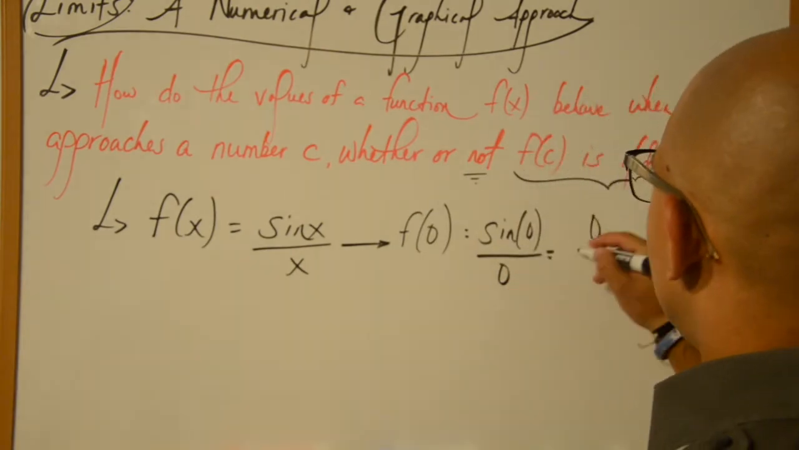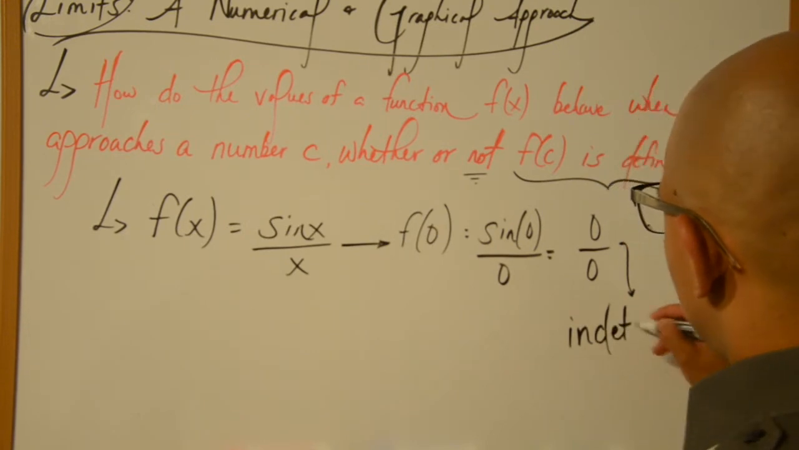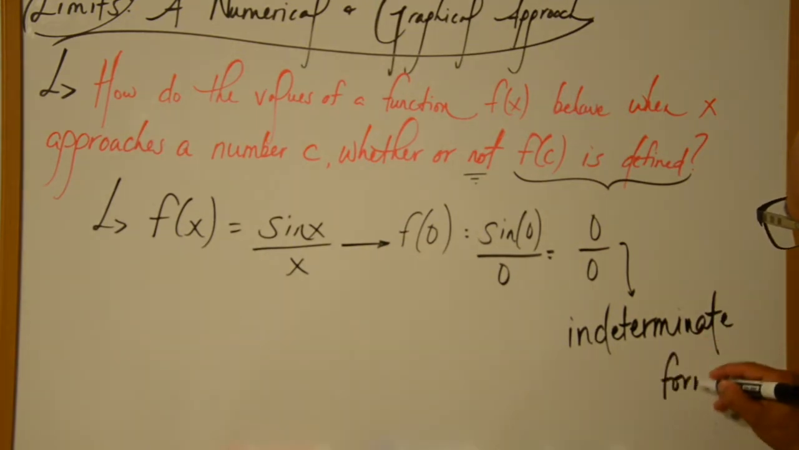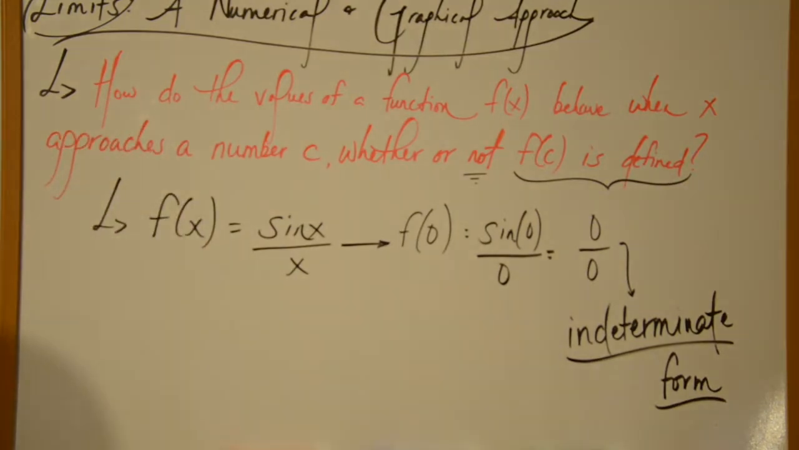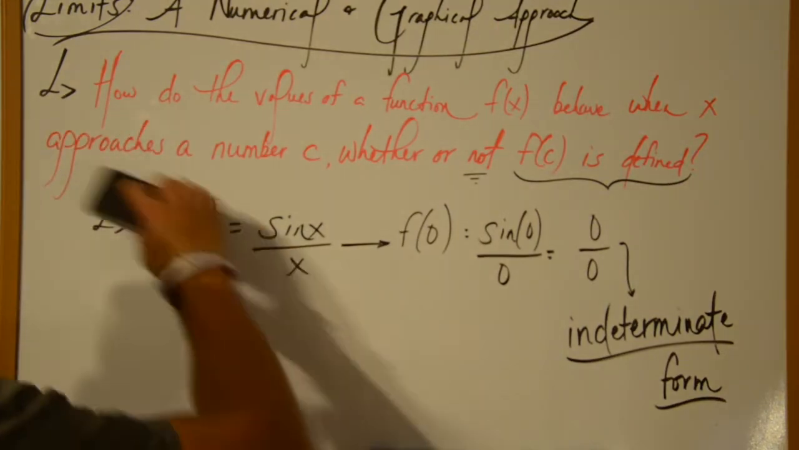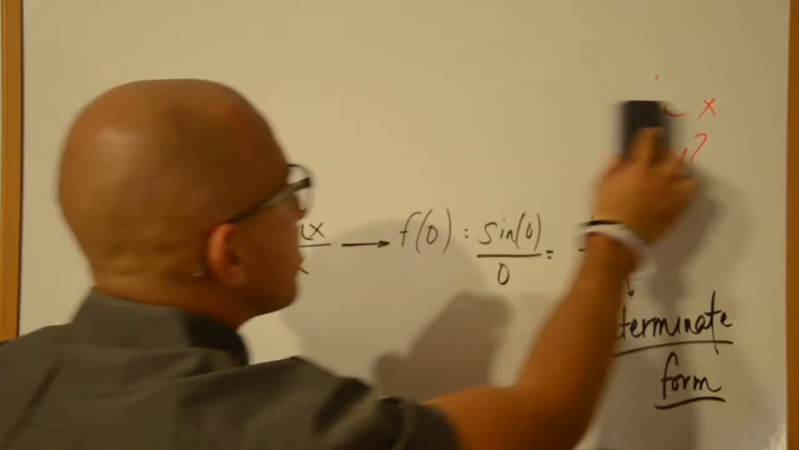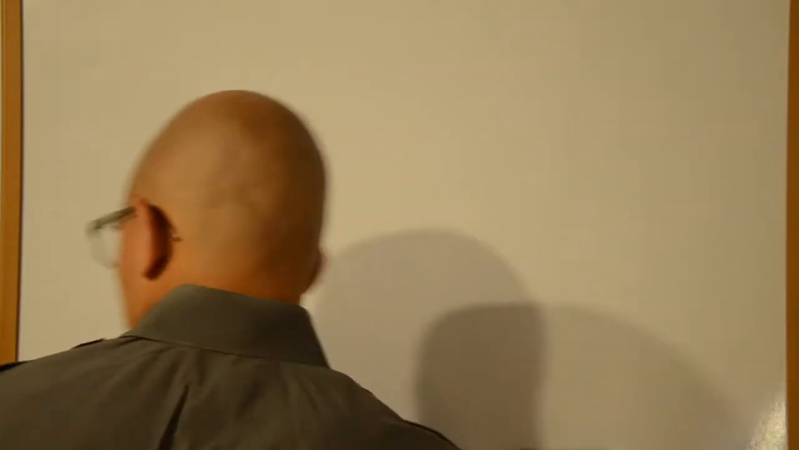But sine of 0 is indeed 0, and 0 over 0 leads us to what we call in calculus the indeterminate form. So now what? Now what do we do? How do we know what this function is doing if it's undefined at that particular value? Well, enter said limit. So we're focusing first and foremost on a numerical approach, and then we'll look at this graphically.